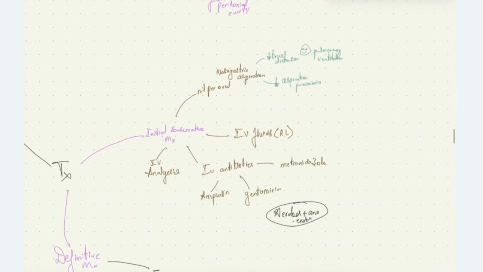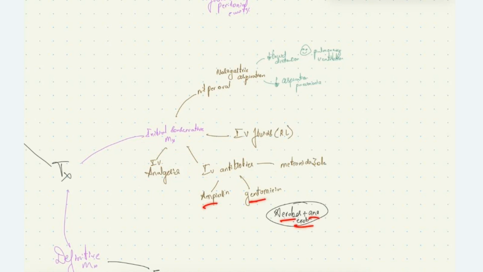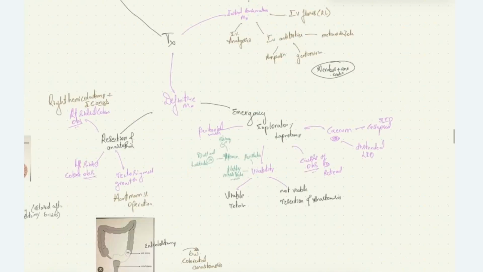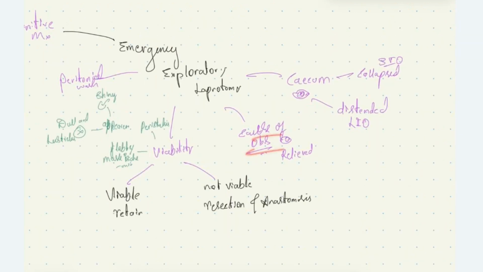Initial conservative management includes nasogastric aspiration, IV fluids, IV antibiotics, and IV analgesics. IV antibiotics should cover both aerobes and anaerobes, so we give ampicillin, gentamicin, and metronidazole. The definitive management is emergency exploratory laparotomy. First, we visualize the cecum. We see whether it's collapsed or distended, so that we can tell whether it is small bowel obstruction or large bowel obstruction. Followed by that, we identify the cause of obstruction and relieve the obstruction.